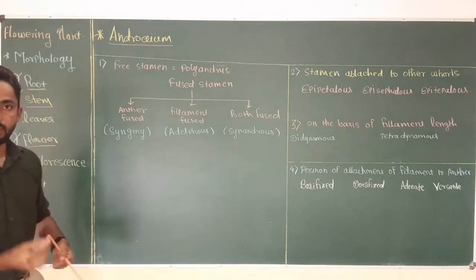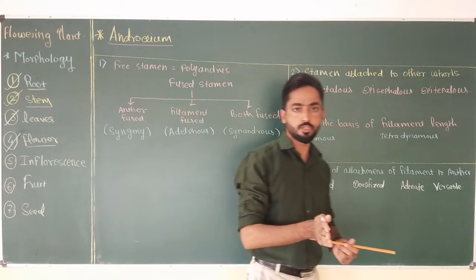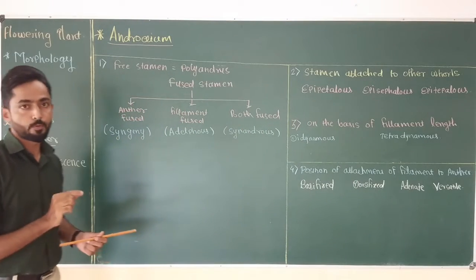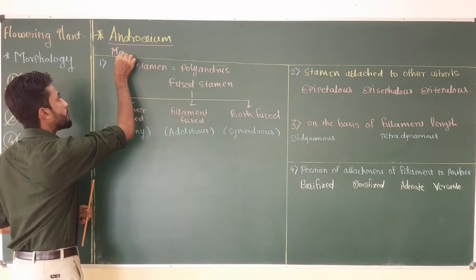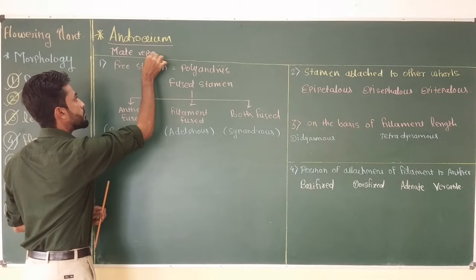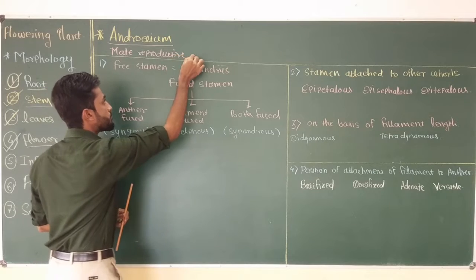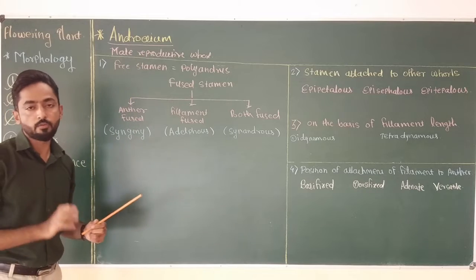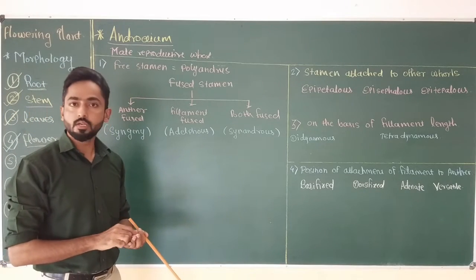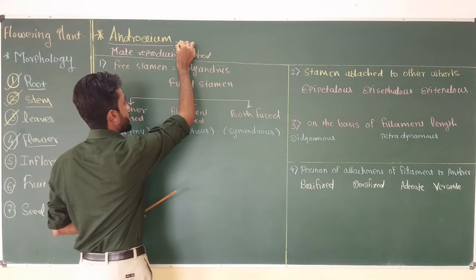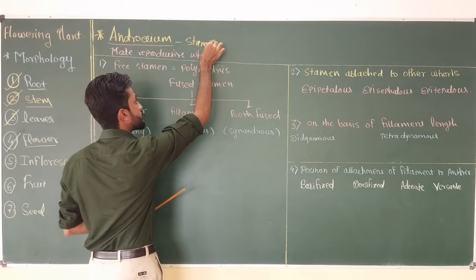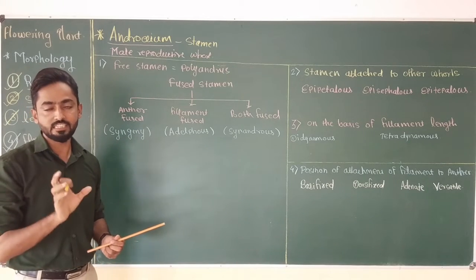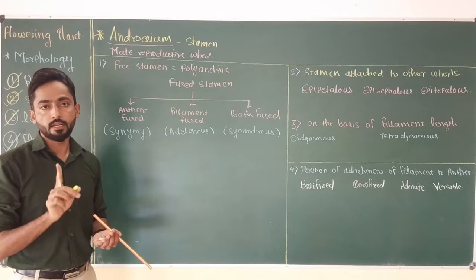Actually, a flower has two essential whorls, that is androecium and gynoecium, out of which androecium is the male reproductive whorl. It is the male reproductive structure present in the flower, and the individual member of the androecium is known as stamen. In an angiospermic plant, a flower may have one or more stamens, and each stamen is made up of three different parts.